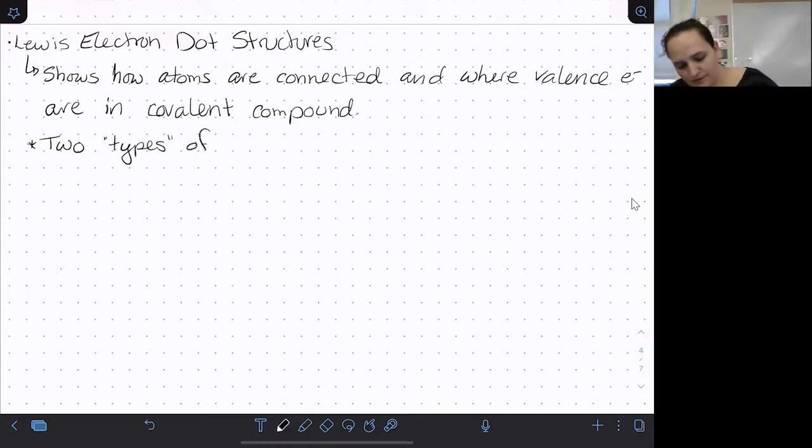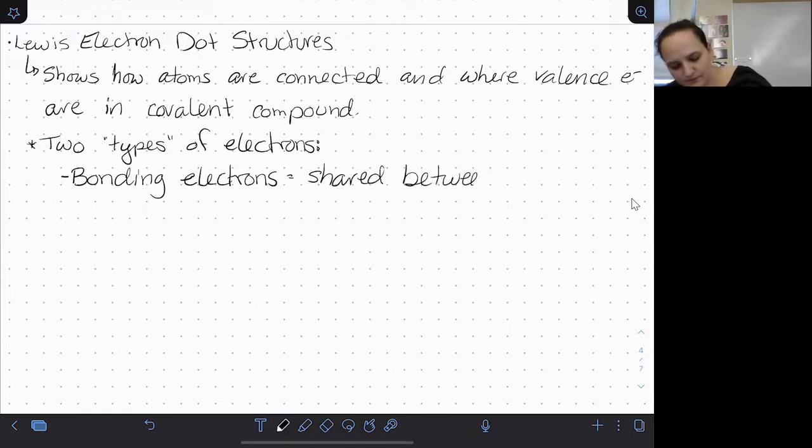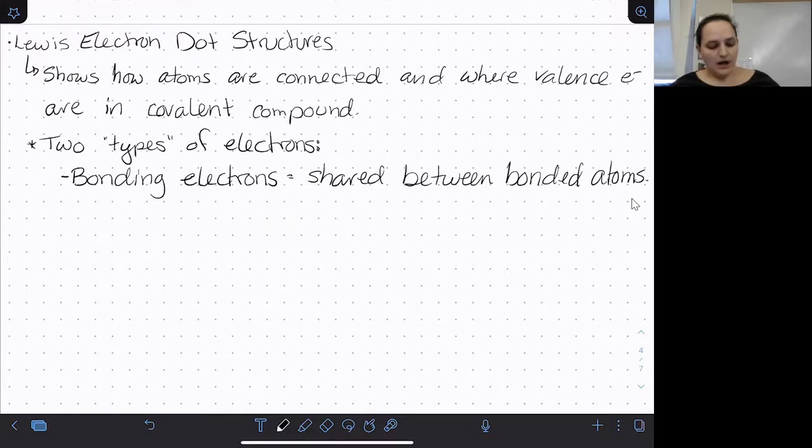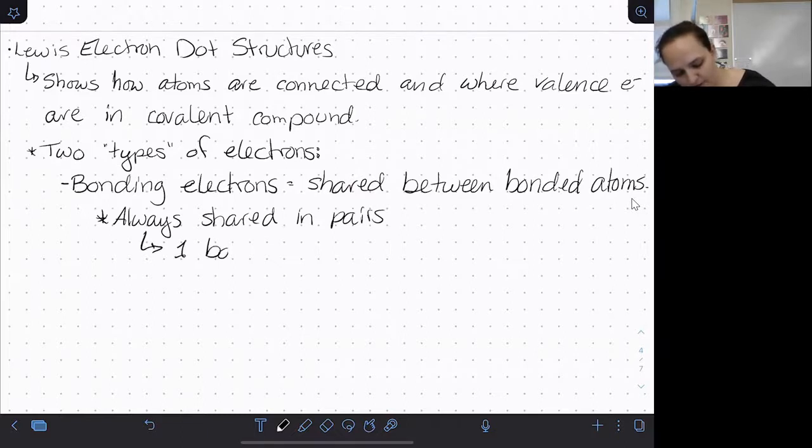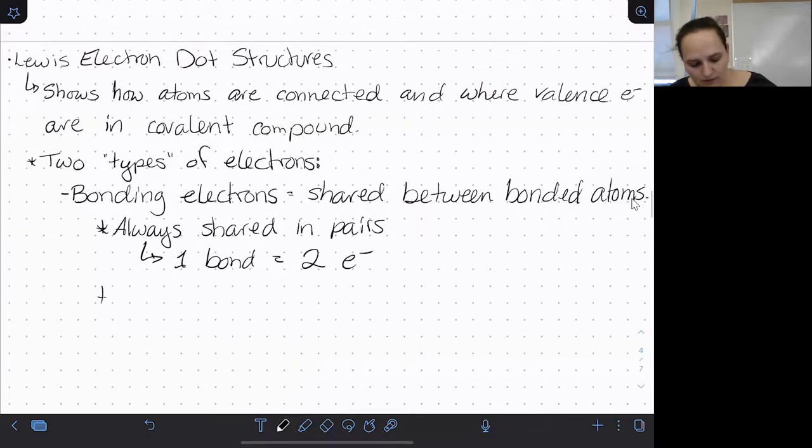So in these types of representations, there are two essential types of electrons that we need to be able to represent. There are the bonding electrons, which are the electrons that are shared between atoms in a bond, so shared between bonded atoms. And these are always shared in pairs. So one covalent bond always contains two electrons.